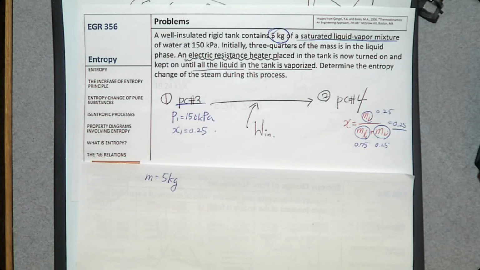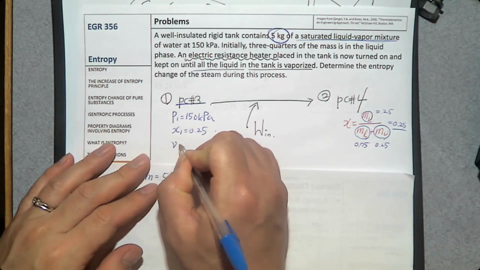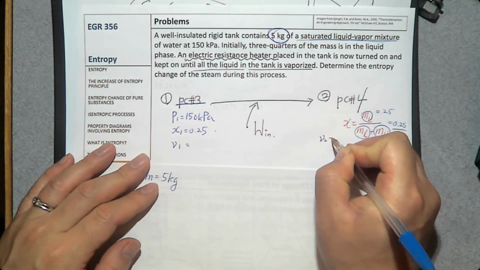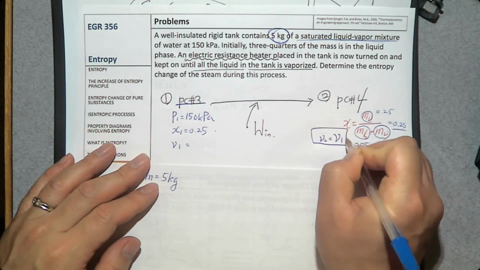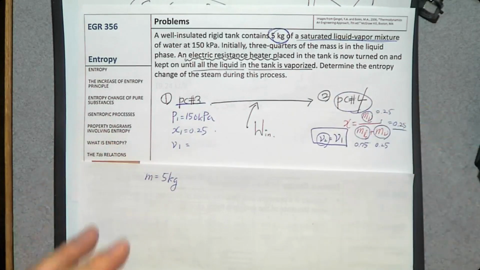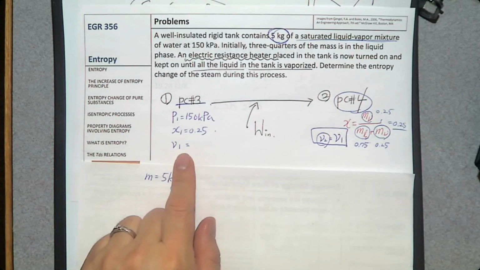One thing you can see is it's a rigid tank. What does it mean when you have a rigid tank? Its volume is constant. Mass is constant. In other words, specific volume remains constant. So V1 is the same as V2. So if you know V2 and it is saturated vapor, then you can analyze state 2. Okay? So that's our plan. That means that we need to determine V1.